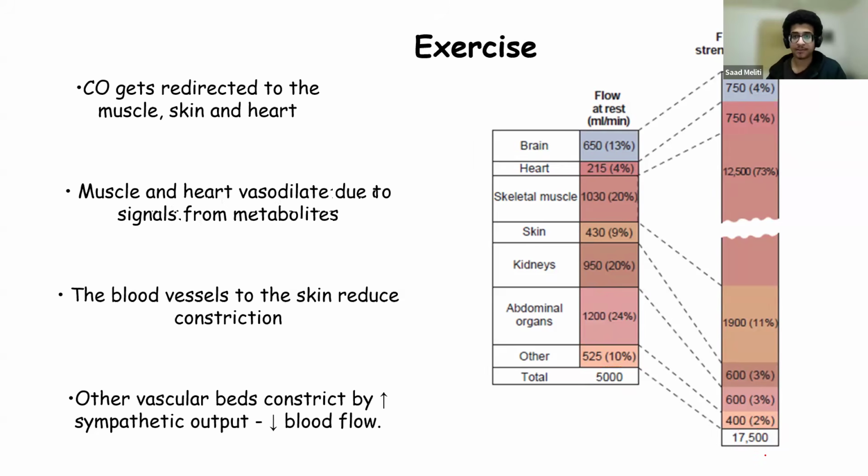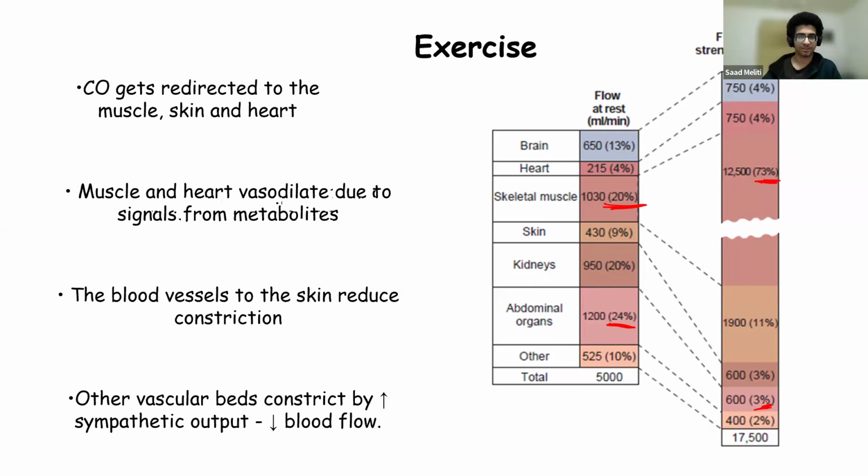Now, not just that, notice this. This is the distribution of blood in all the different compartments. The skeletal muscle is getting 20% of the blood flow, right? The stomach, the abdominal organs are getting 24%. But when we start exercising, look what happens. The skeletal muscle starts to get 73% of the blood flow, while the abdominal organs only get 3%, okay? That's a huge decrease. Why?